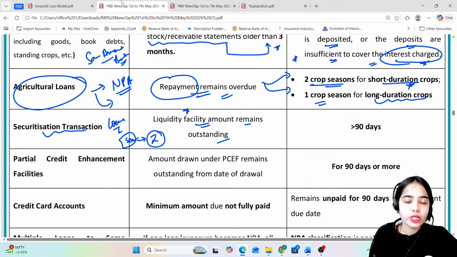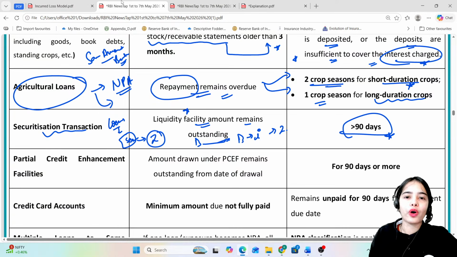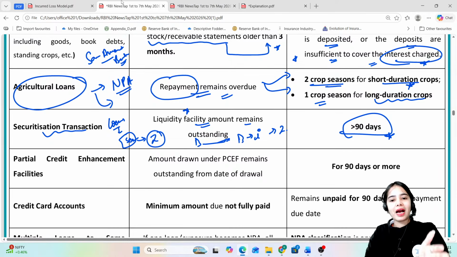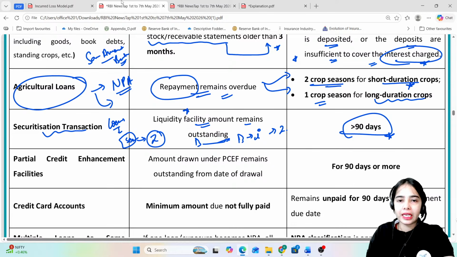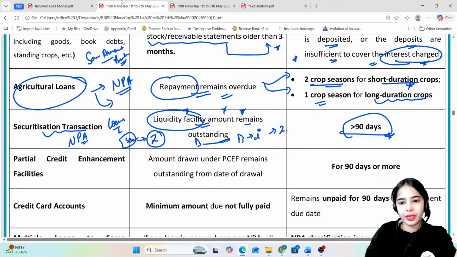If it remains outstanding, that means the interest has been paid by the bank to the investors, but the borrowers are not paying the interest for more than 90 days, then the securitization transaction will be considered NPA. Okay, so if the bank has provided the liquidity to the investors where the borrowers are not paying regularly, and the liquidity facility remains outstanding, that means borrowers have not paid for more than 90 days, then the securitization transaction will also become NPA.